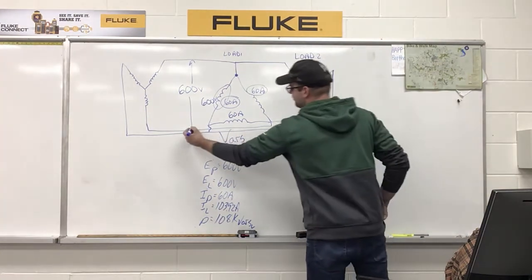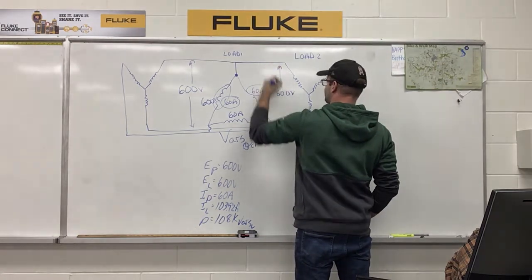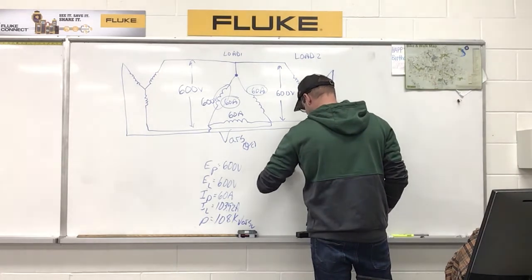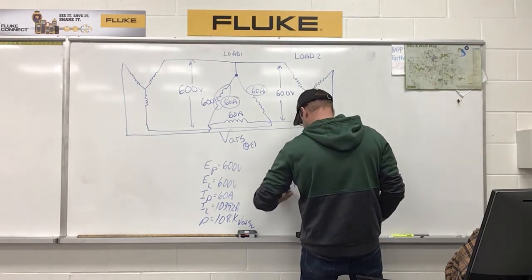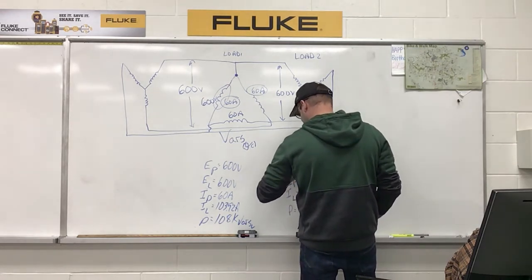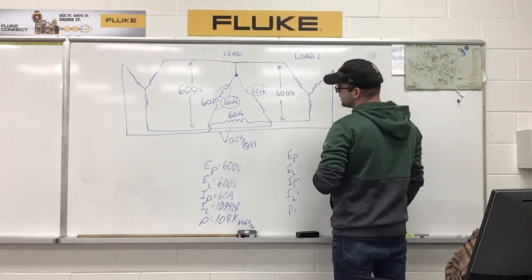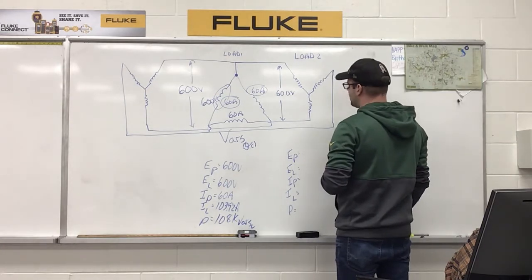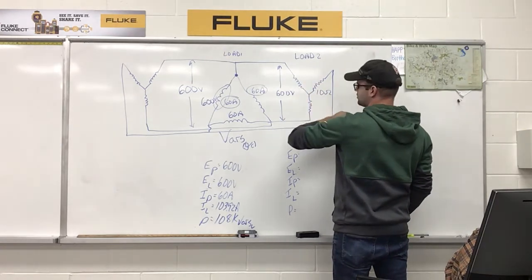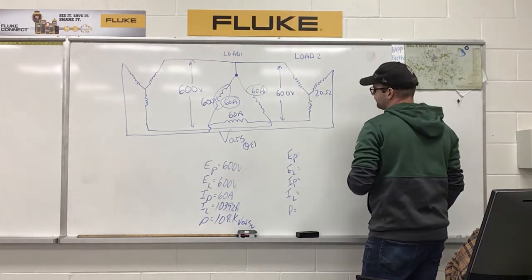So I've got still 600 volts as a line value from here to here. So I can write my E phase, E line, I phase, I line, and my power. And remember, power in this case is measured in watts. And let's assume for this one that we're doing, let's do 10 ohms. No, let's do something different. Let's do 20 ohms. 20 ohms per phase.